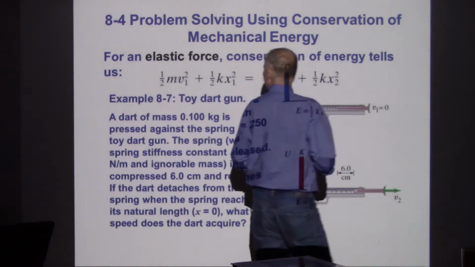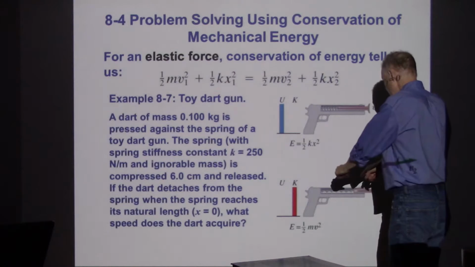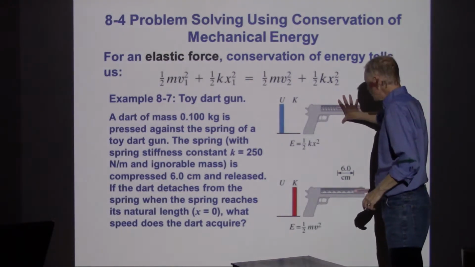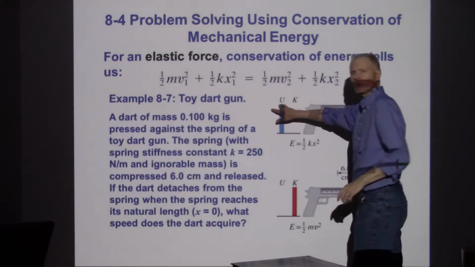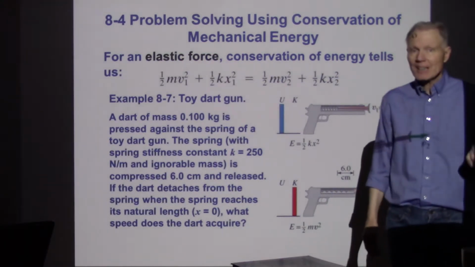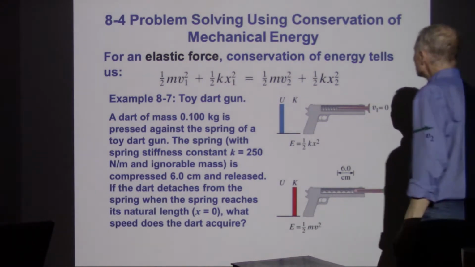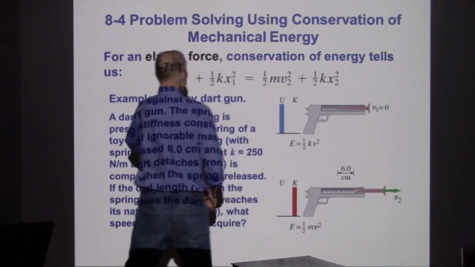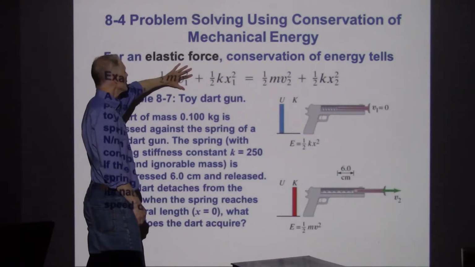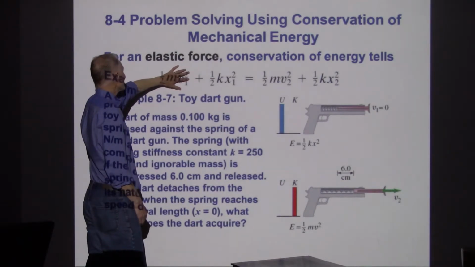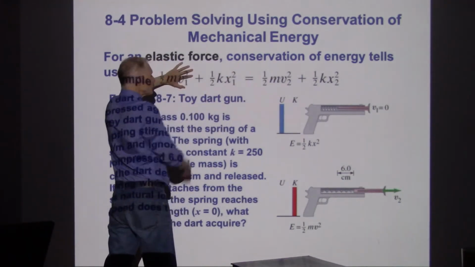Here is picture A, and here is picture B. In this picture, what energies do we have? In picture A, all I have is potential energy, the potential energy in the spring. I don't have any kinetic energy because the dart is not moving. So to start with, I have no kinetic energy, and that term goes to 0. I have only energy in the spring that's been compressed.